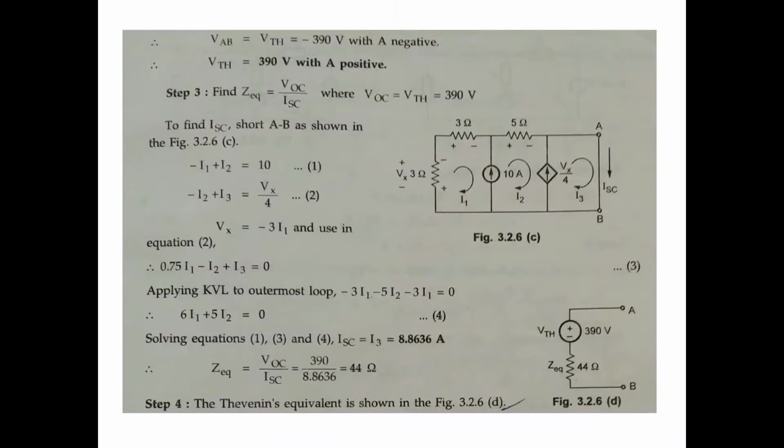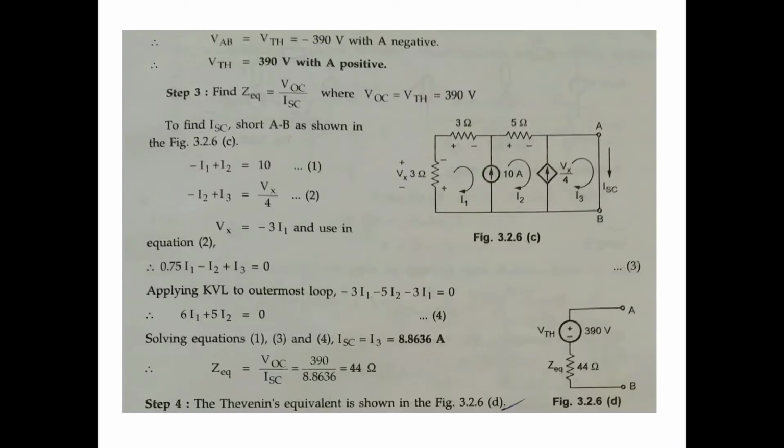These three are adding because of series: 150, 120, 120. The total is minus 390, with a negative. That is a positive value, because voltage is always positive. VTH is 390 volts, with a positive sign.